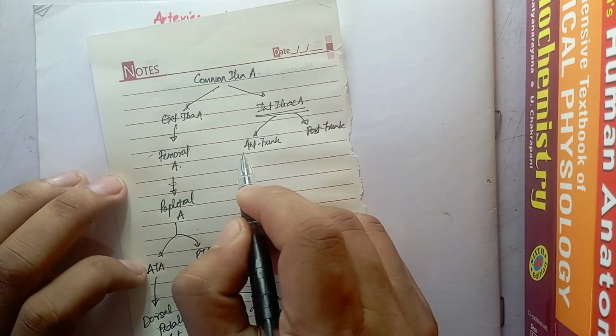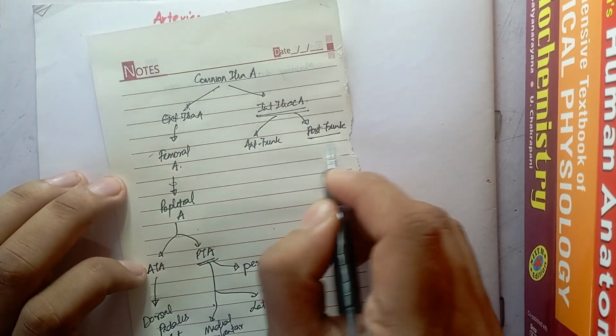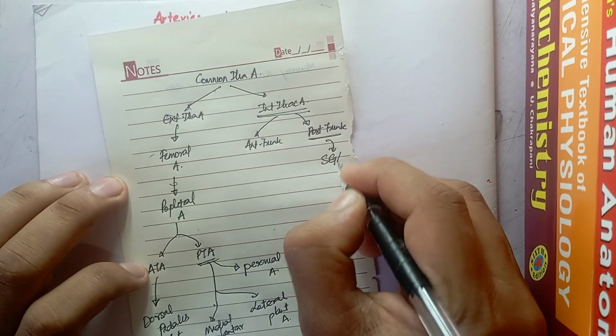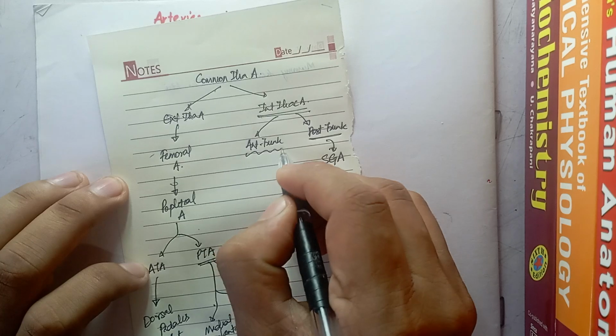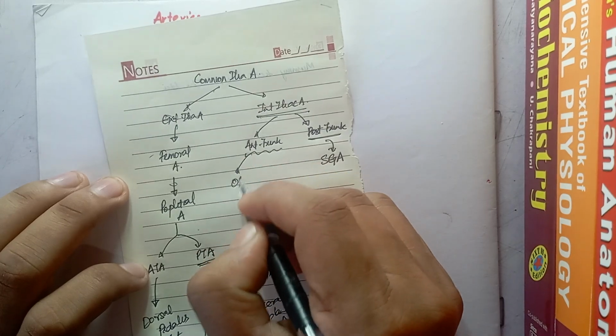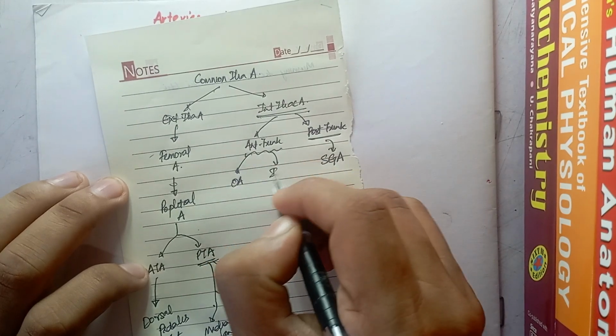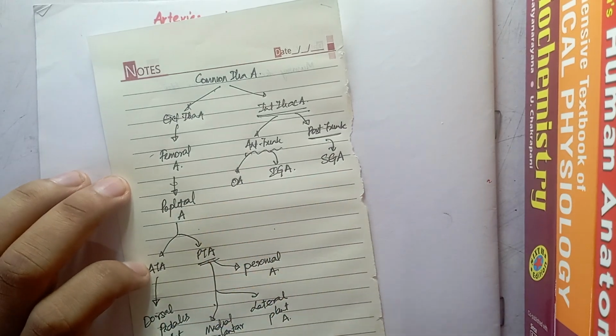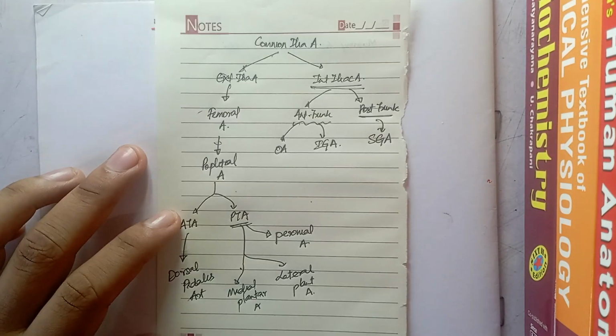So let's first go to the posterior trunk. The posterior trunk will give the superior gluteal artery, and the anterior trunk will give the obturator artery and then the inferior gluteal artery. That's it. Now let's move on further to the drawing.